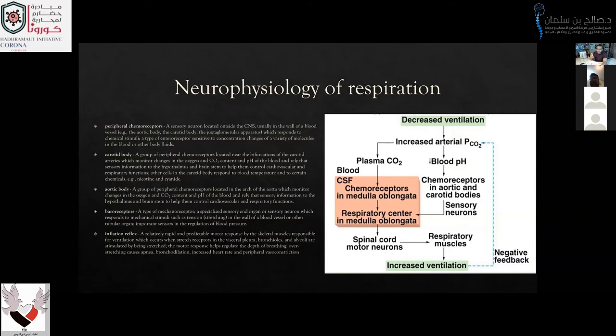Carotid body, a group of peripheral chemoreceptors located near the bifurcation of the carotid arteries, which monitor changes in oxygen and carbon dioxide content and pH of the blood, and relay that sensory information to the hypothalamus and brainstem to help them control cardiovascular and respiratory function. Other cells in the carotid body respond to blood temperature and certain chemicals such as cyanide.